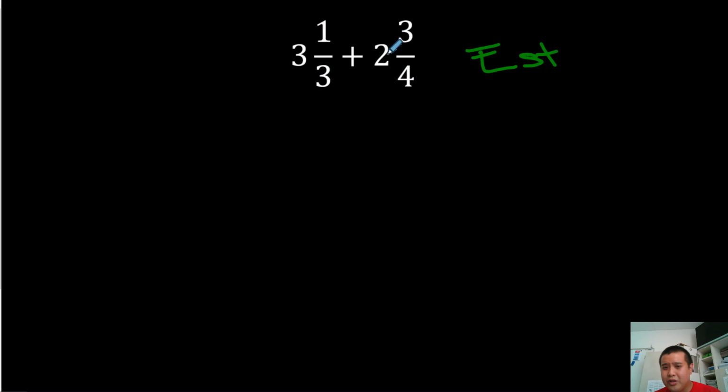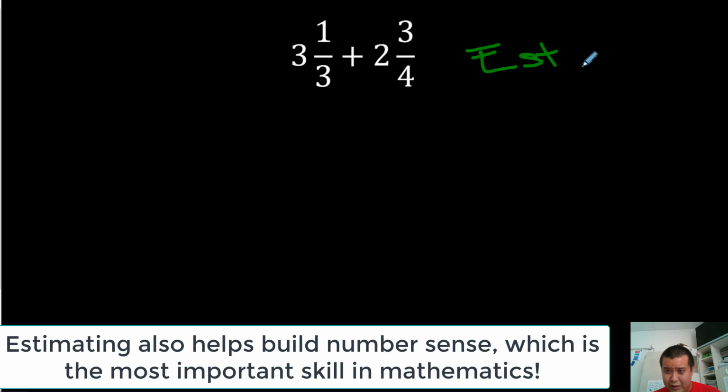1/3 plus 3/4 is going to be a little bit more than 1 because 1/3 is more than the 1/4 that is needed to make this into a 1. So again, we're going to estimate 3 plus 2 is 5 plus 1 and a little bit more. So it's going to be an estimate of a little more than 6. So our answer should be a little bit more than 6.